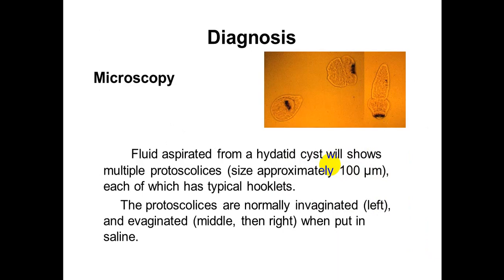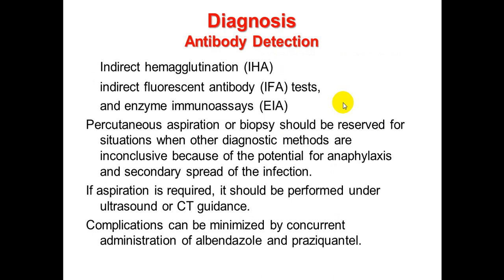Diagnosis microscopically. Aspiration from the hydatid cyst will show multiple protoscolices, size about 100 micrometers, each of which has a typical hooklet. The protoscolices are normally invaginated and evaginated when they are put in normal saline. Diagnosis by serology: indirect hemagglutination test, indirect fluorescent test, and enzyme immunoassay.